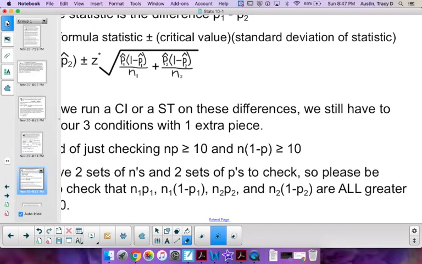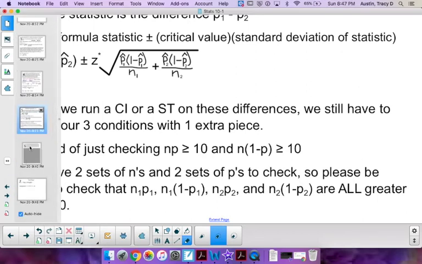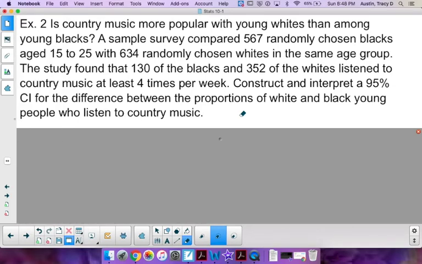for the difference of 2 proportions. Okay, so state, plan, do, conclude. This is what you're going to be typing in or writing in on your notes. So, country music, and yes, this is actually an example from the book. Is country music more popular with young whites than among young blacks? A sample survey compared 567 randomly chosen blacks aged 15 to 25 with 634 randomly chosen whites in the same age group. The study found that 130 of the blacks and 352 of the whites listened to country music at least 4 times per week.